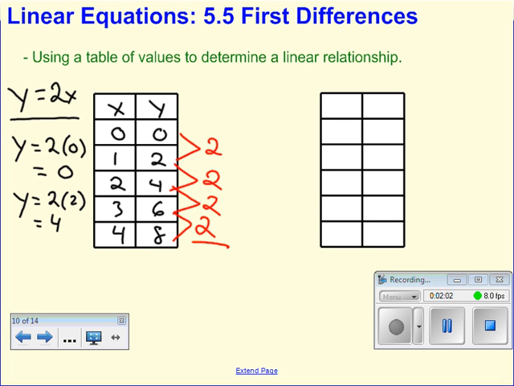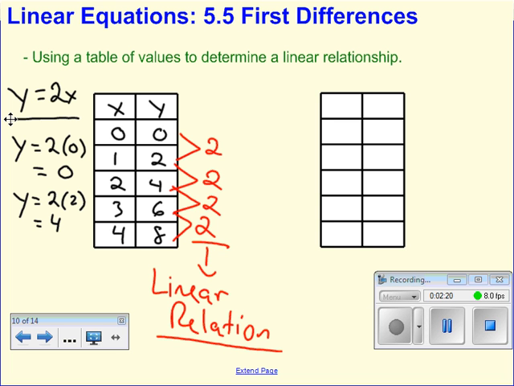So whenever I get a consistent number in my first differences, I know that this is a linear relation. So whenever we get this consistent first difference, we know that it is a linear relation.